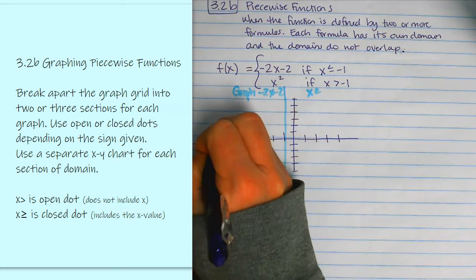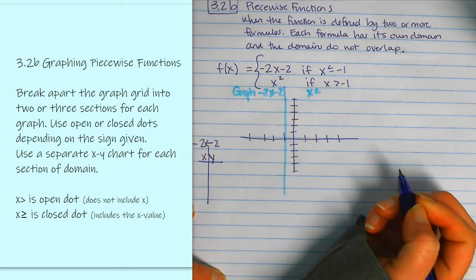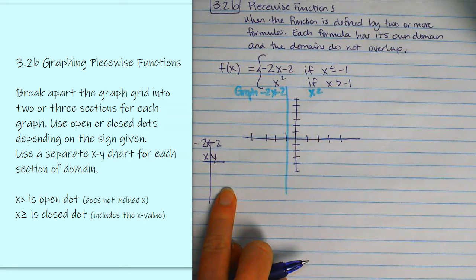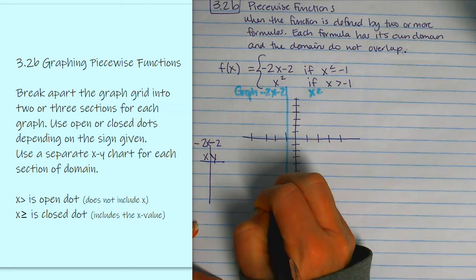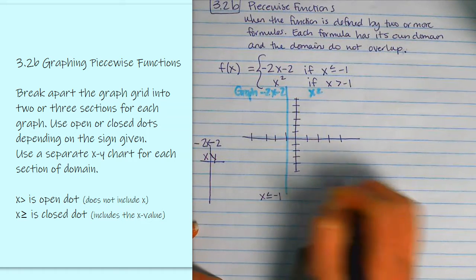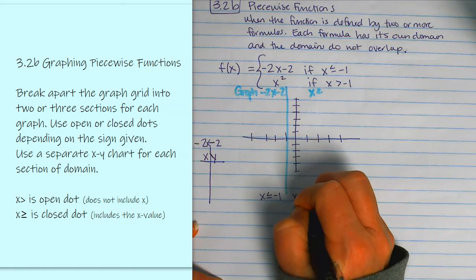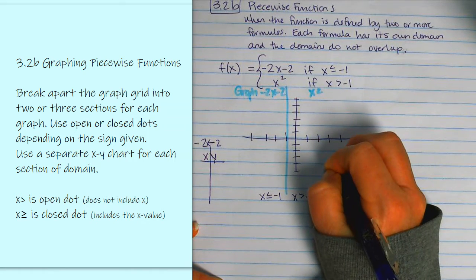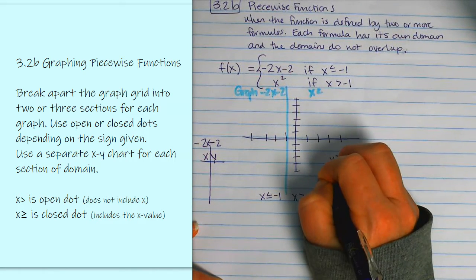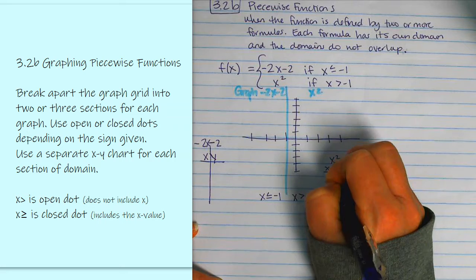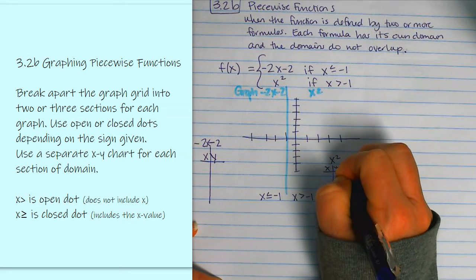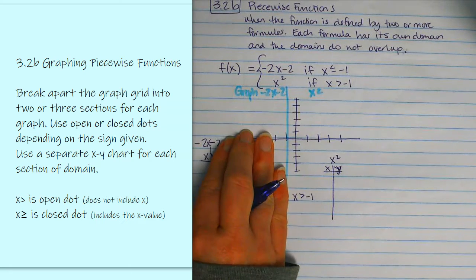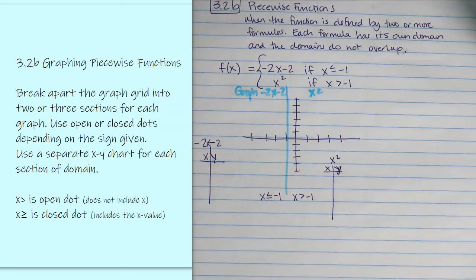for -2x minus 2, those are the things I'm going to graph on this side, because these are values where x is less than or equal to -1. And on this side, where x is greater than -1, I'm going to graph x squared over here. That's a y. So piecewise, I'm going to graph a piece and then the other piece, 2 pieces.